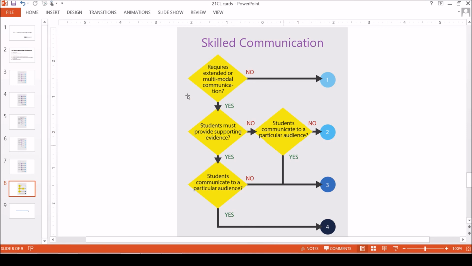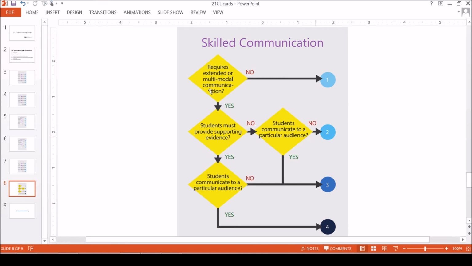If we had included an audience, then we could come down here for a 3. If we did say yes, we require communication, yes, the students have to provide supporting evidence, and we communicate to a particular audience, then that's all the way down here at a 4.